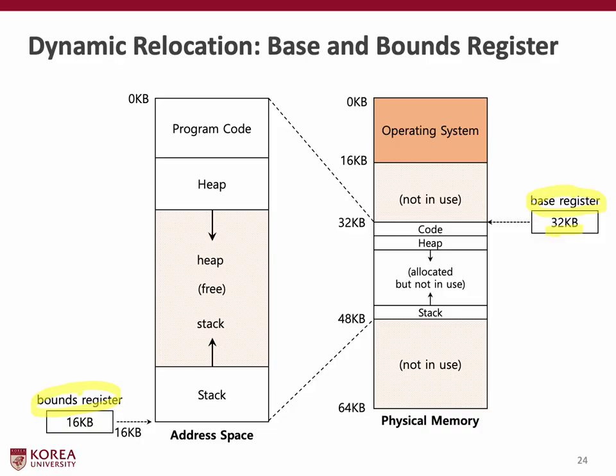On the other hand, the bound register defines the size of the process address space, which is 16 kilobyte. So the address space from 0 to 16 kilobyte in virtual memory is mapped to 32 kilobyte to 48 kilobyte in physical memory. This mapping is performed automatically by the MMU hardware.